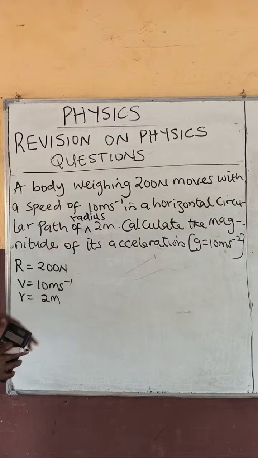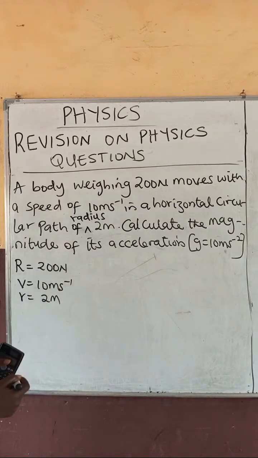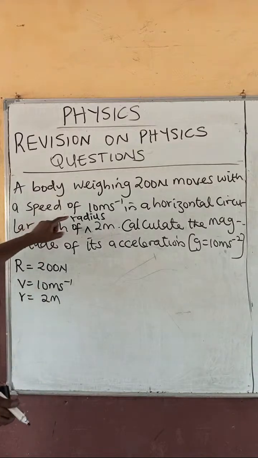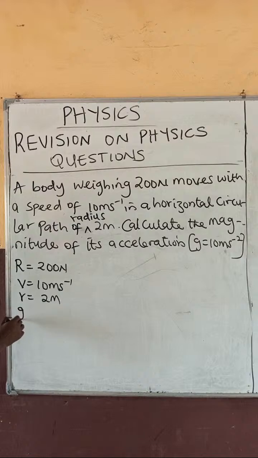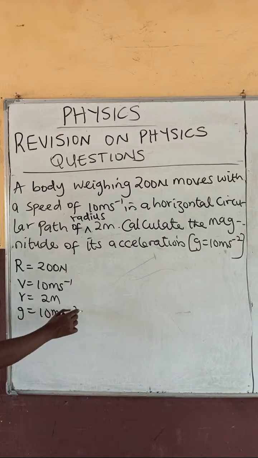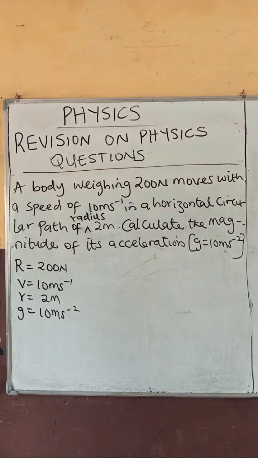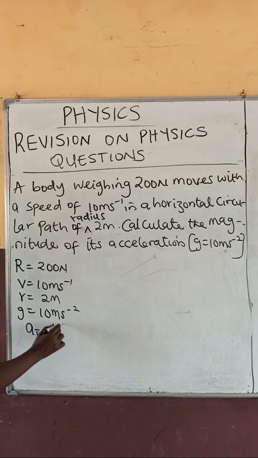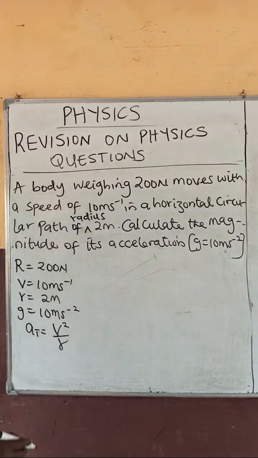Now how can we get the magnitude of the acceleration? For us to get the magnitude of acceleration, you know that this weight is also a force, so we need to get the mass. This is a body moving in a circular path, and we are giving g to be 10 meters per second square. Looking at centripetal acceleration, the formula is v square over r.